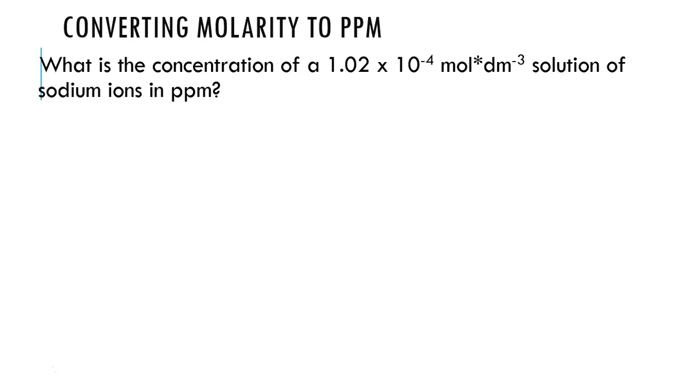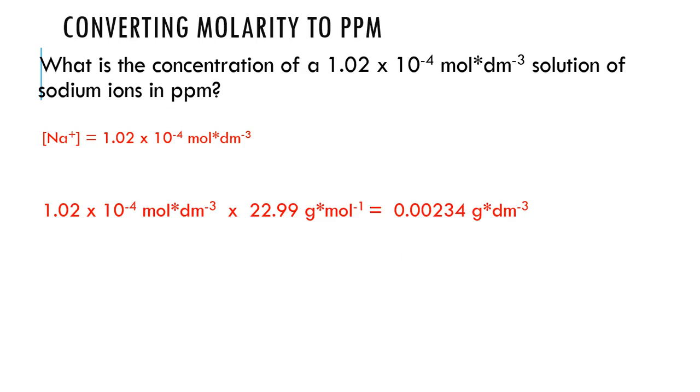So this is an example of converting molarity into parts per million. It wants to know what the concentration of a sodium ion solution is in parts per million if the concentration of that solution is 1.02 times 10 to the negative 4th moles per liter. To get parts per million, we want milligrams of solute over liters of solution. Since the volume is already in liters, all we have to do is convert moles into milligrams. So the first thing I'll do is convert moles into grams by multiplying by the molar mass, and then convert grams into milligrams by multiplying by 1,000, and I get 2.34 parts per million.